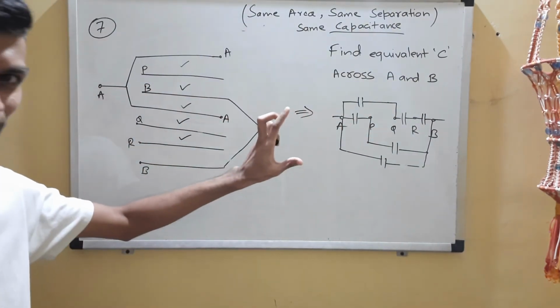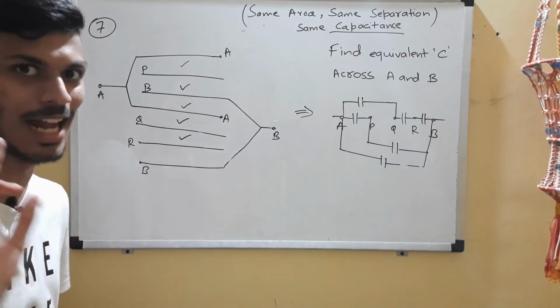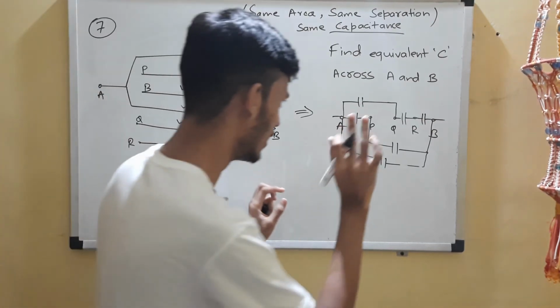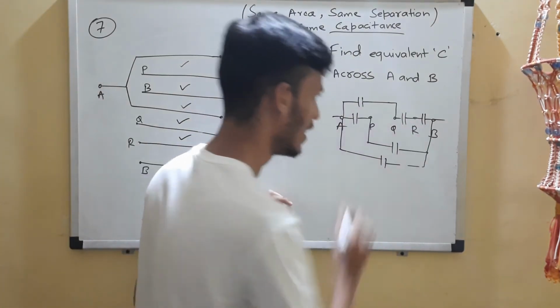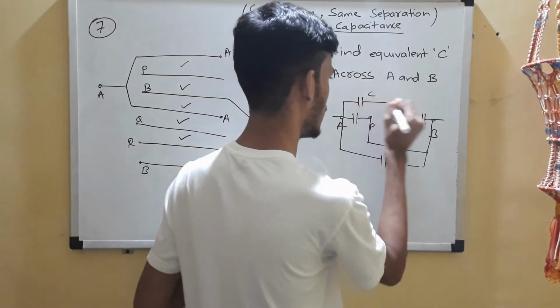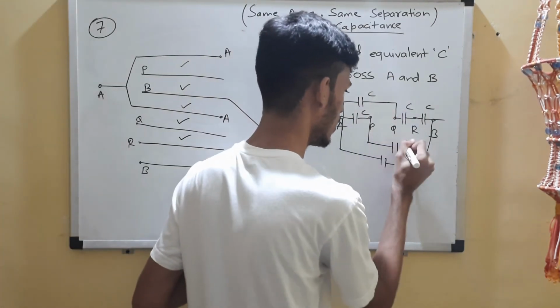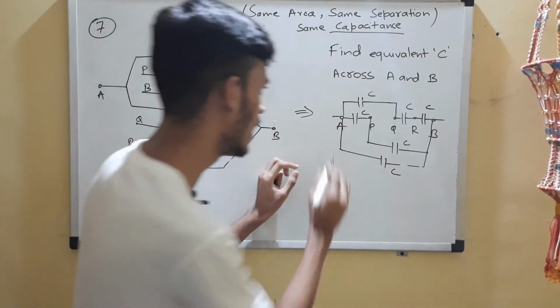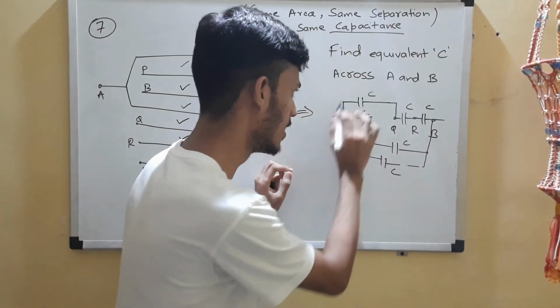Now, this might look absurd, but it's not that much. You can see that these three are in series, right? Each of them has capacitance C. You can easily see that A, Q, R, B are in series, right?